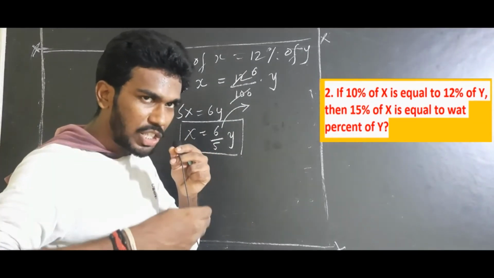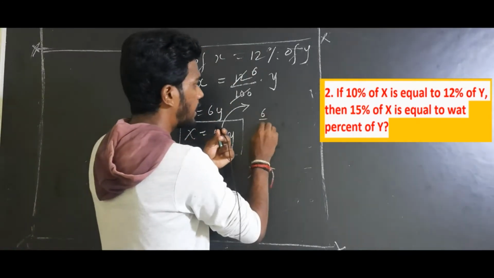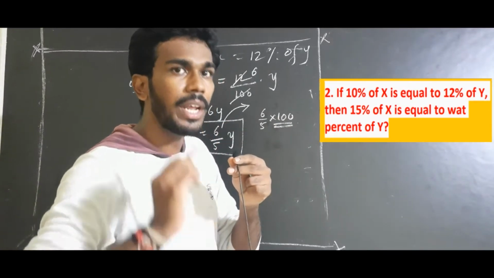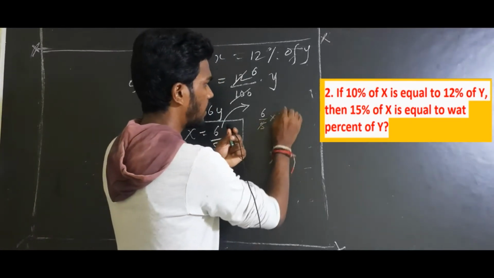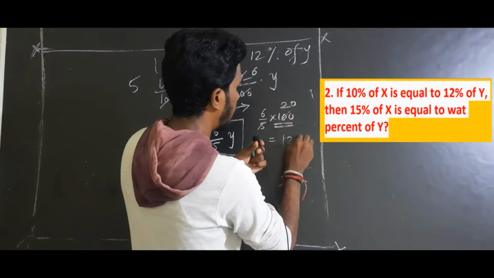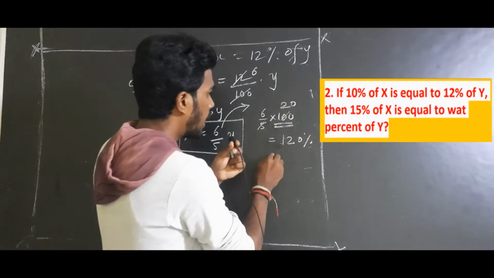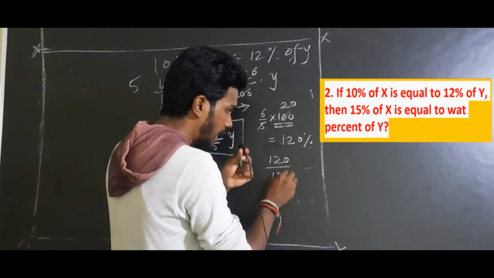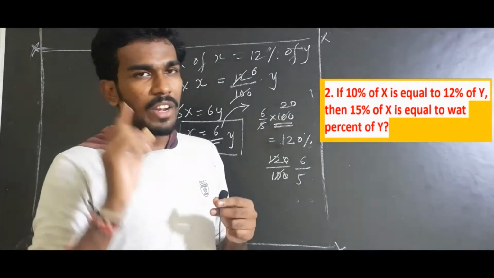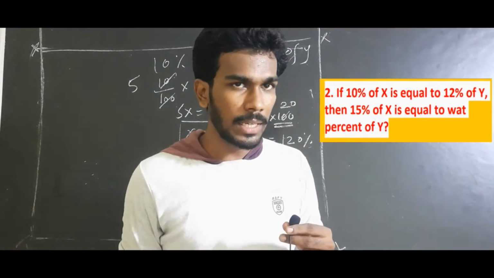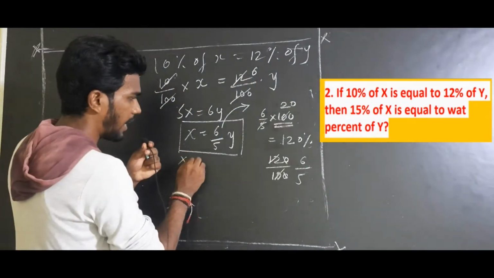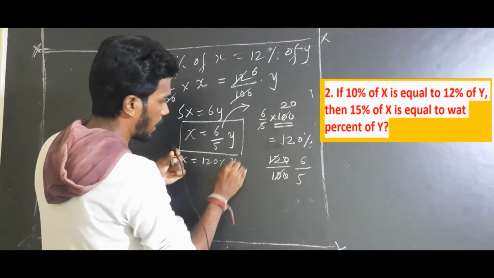When you convert a fraction into a percentage, you have to multiply it by 100. Multiplying by 100 will convert a fraction into a percentage. So 6 by 5 into 100, I get 120 percentage. Similarly, dividing a percentage by 100 gives you a fraction. So aspirants, always be clear: when you multiply a fraction by 100, you get a percentage. When you divide a percentage by 100, you get a fraction. So x is nothing but 120 percentage of y.